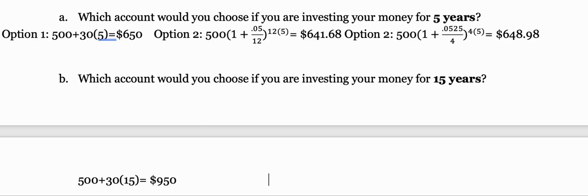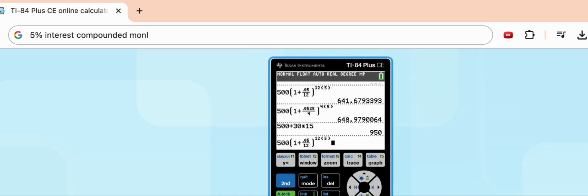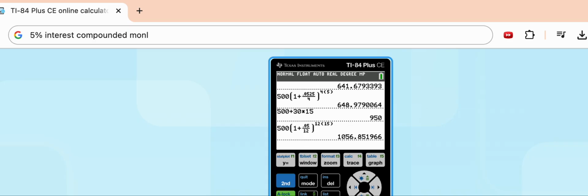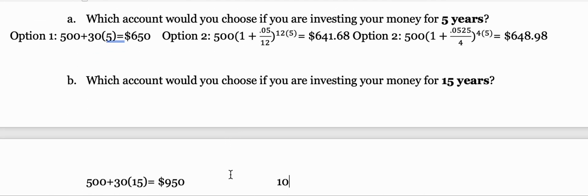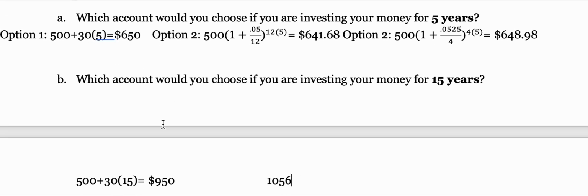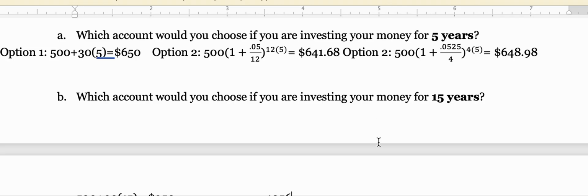Option 2. Okay, go back to my calculator. I'm going to highlight option 2, and I'm going to change my T from 5 to 15. Hit enter, and that's $1,056.85. So for this one I have $1,056, right? Let me double check. Oopsie. $1,056.85, 85 cents, and this is option 2.